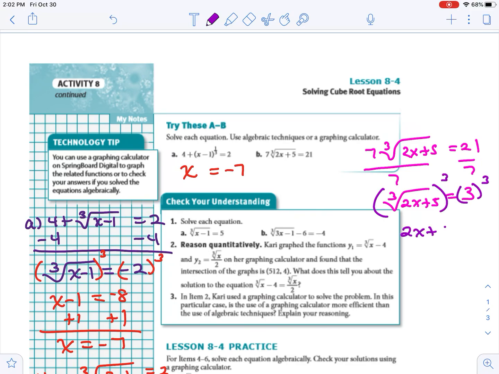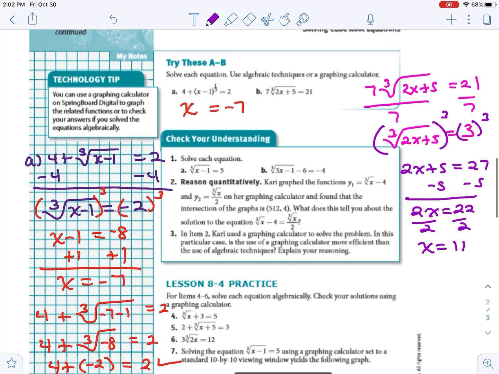So 2x plus 5 equals 27. Subtract 5 on both sides. 2x equals 22. Divide by 2 on both sides. x equals 11. Again, we can check our answer by plugging in 11.